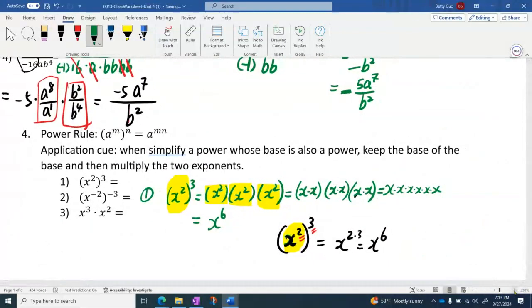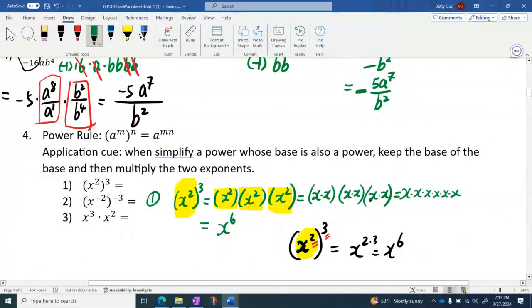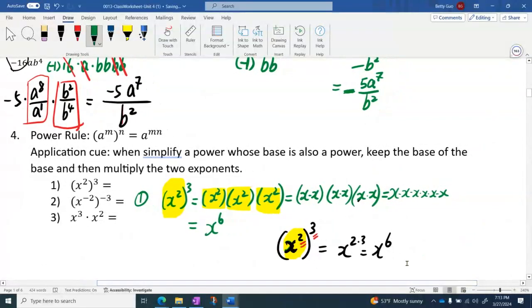When we need to simplify a kangaroo type of expression. There's a baby kangaroo sitting in the pouch of the mommy kangaroo. And how do we apply it? We keep the base of the base, and then multiply the two exponents. So that's how we get that done.